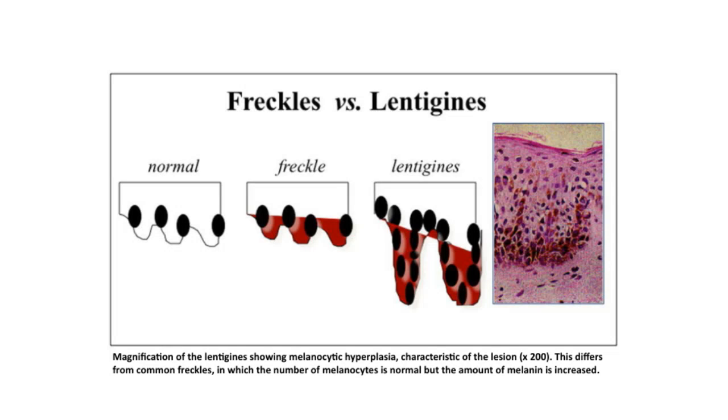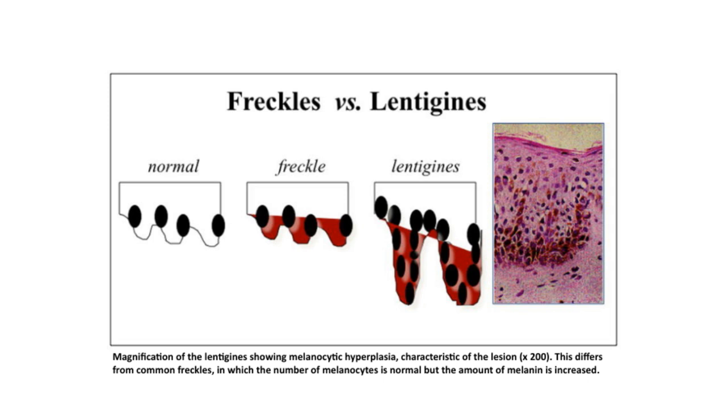Now, here we have a magnified view of the lentigines, showing us the melanocytic hyperplasia at about 200 times magnification. What's important to note here is that this hyperplasia means there's an increased number of melanocytes in the lesion. This feature is quite characteristic and helps distinguish lentigines from common freckles.